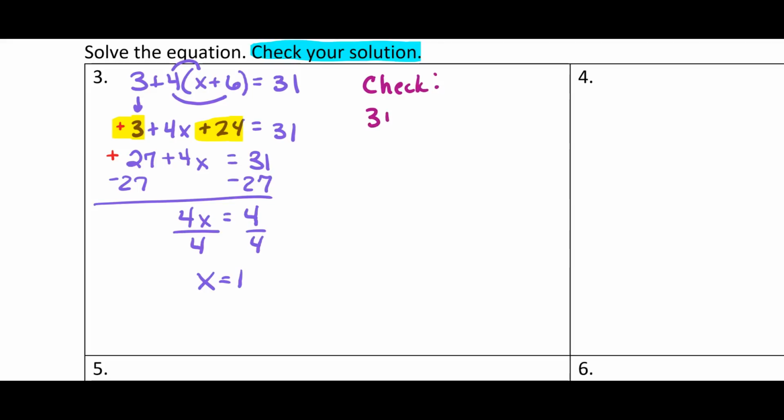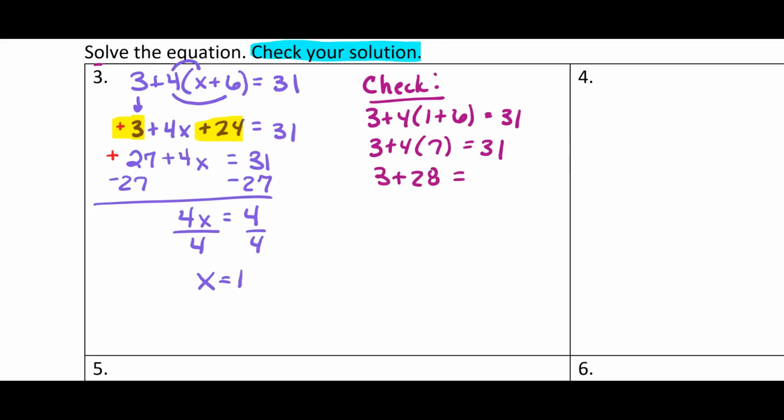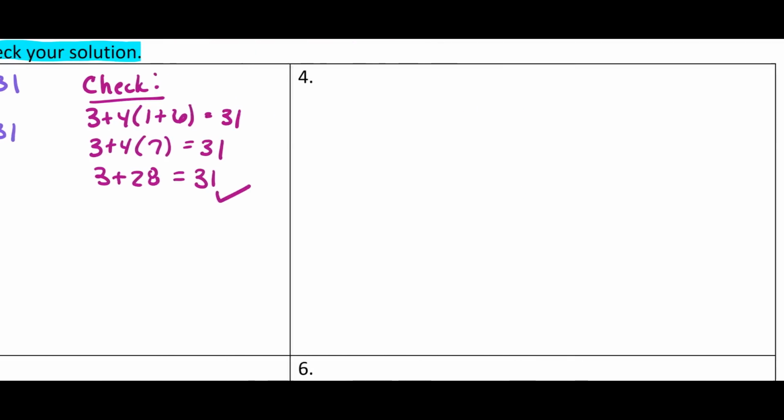So 3 plus 4 times 1 plus 6 should equal 31 if we've done this correctly. So 3 plus 4, order of operations, 1 plus 6 is 7. So then we have 3 plus 28, and 3 plus 28 does equal 31. So that means we have checked this. This is a correct answer. So we're going to box our answer because that's correct. All right, let's look at number 4.